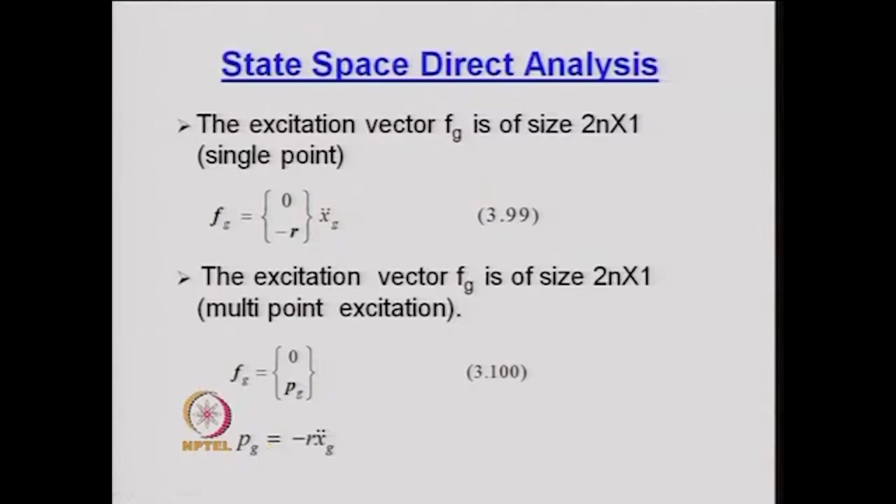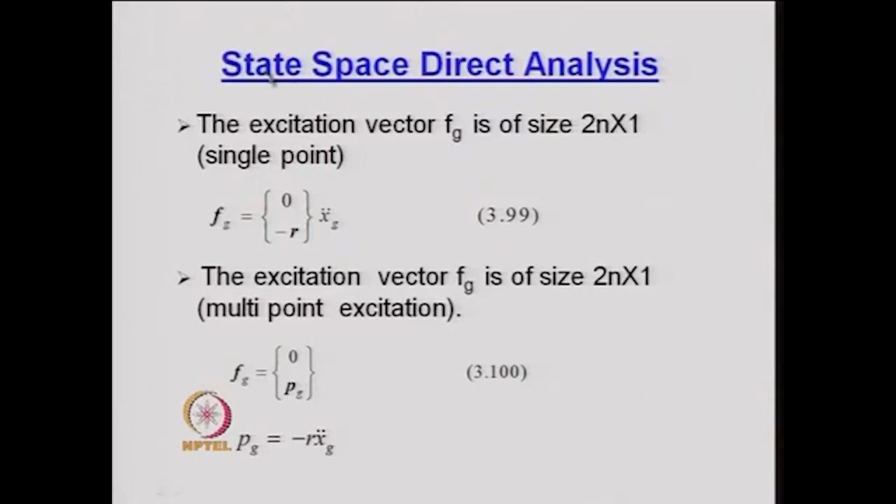Next, let us come to the state space direct analysis. We have written down the equation of the state space before, and in that we have an A matrix and an F matrix. The form is Z dot is equal to A Z plus F, if you recall, where A is a matrix, Z is the state of the system consisting of x and x dot, that is, displacement and velocity.